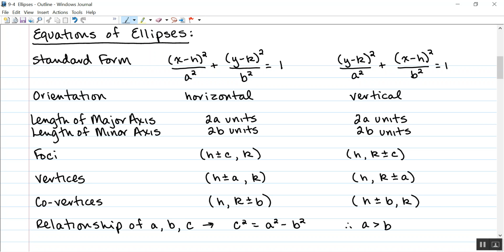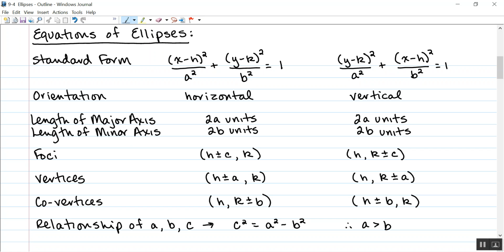So this number a down here is going to be the distance from the center of the ellipse to a vertex, and b is going to be the distance from the center to a covertex. So that means that the length of the major axis, the longer line going through the middle of the ellipse, is going to be 2 times a units long, and the length of the minor axis is going to be 2 times b units long.